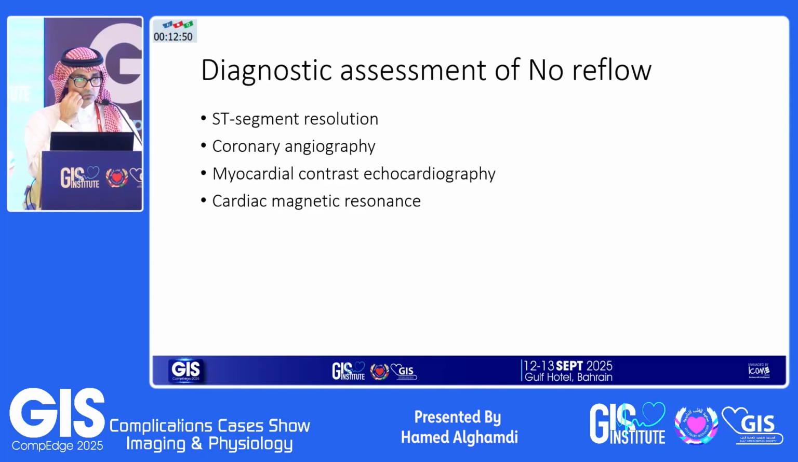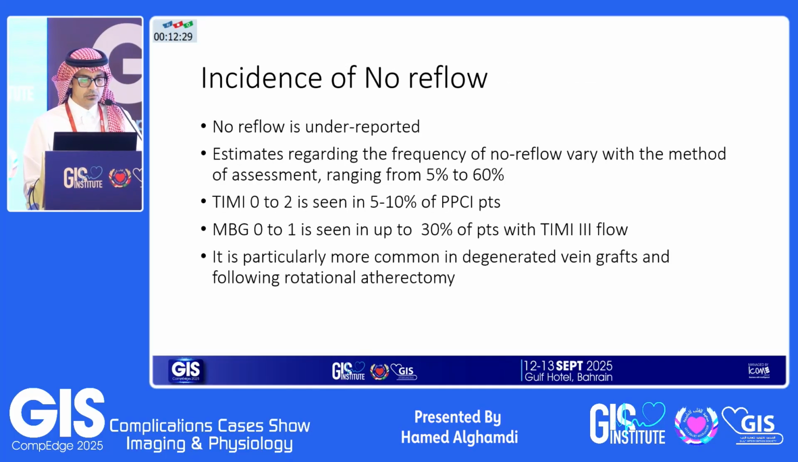How do you diagnose it? There's the clinical diagnosis, if the patient's chest pain improved, but the tools that we use are usually EKG and coronary angiography, which is, I think, the main one that we rely on. Myocardial perfusion, myocardial contrast echocardiography, and MRI have also been described, but more in the context of research and literature. Incidence depends on how you look at it, but I do believe that it's underreported, and you get the feeling of that when you read the literature.